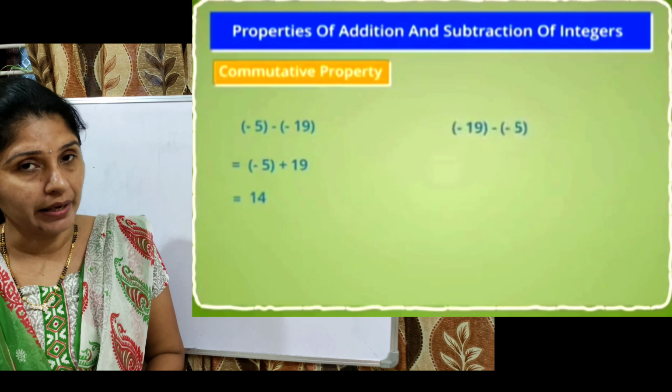Thus, subtraction is not commutative for integers. Hence, if a and b are any two integers, then a minus b is not equal to b minus a.